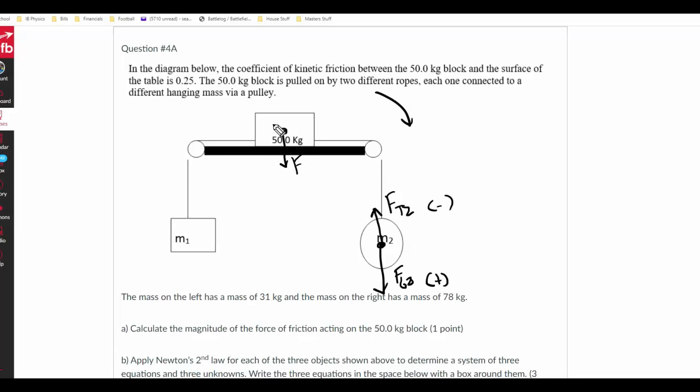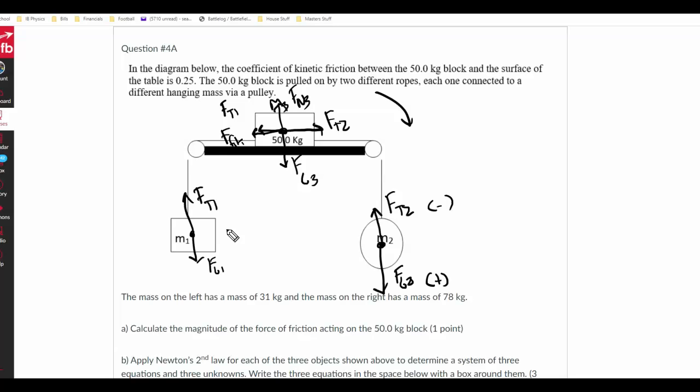For the 50 kilogram box, I'll just call this one mass 3. We have FG3, we have FN3, and then there are 3 forces in the x direction. There's FT2, there's FT1, and then because it's moving to the right and there's friction, there's also kinetic friction going to the left, FFK. And then for mass 1, we have FG1, and then we have FT1.